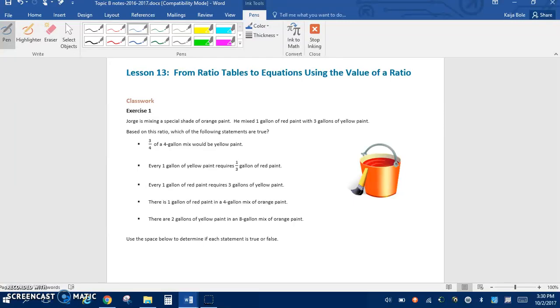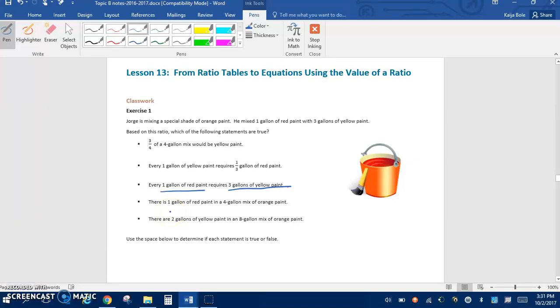Alright, so here we are, lesson 13, from ratio tables to equations using the value of the ratio. We've got exercise 1 here. It says Jorge is mixing a special shade of orange paint. He mixed 1 gallon of red paint with 3 gallons of yellow paint. I just want you to underline the part down here where it says 1 gallon of red paint requires 3 gallons of yellow paint. That's the part that's true.